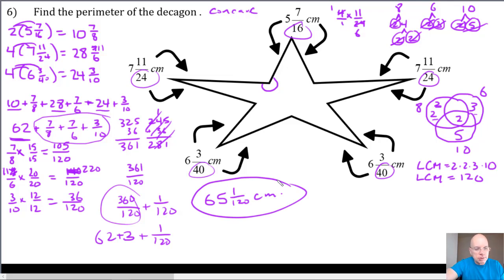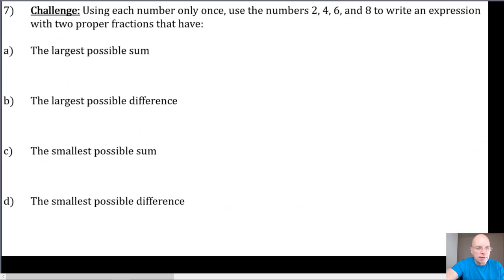The other thing I want you to see before we finish this video, if I can find, there we go. I just want to get you started on this one. This one's optional, but if you have time to do it, I'll count each one of these parts as 2 bonus points. Using each number only once, use the numbers 2, 4, 6, and 8 to write an expression with 2 proper fractions that have the largest possible sum, the largest possible difference, the smallest possible sum, and the smallest possible difference.